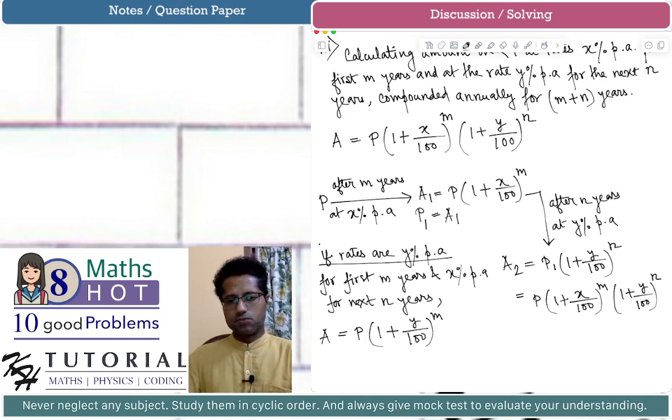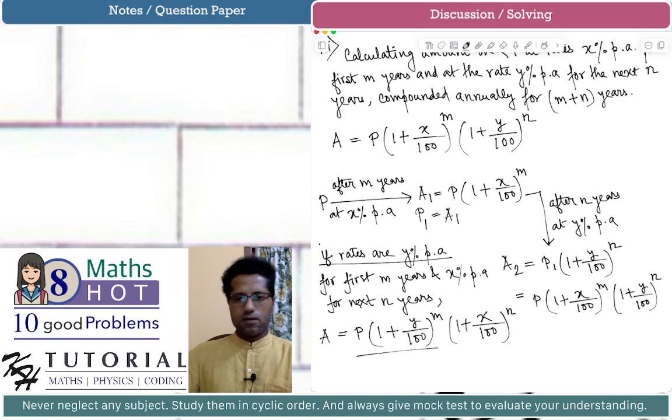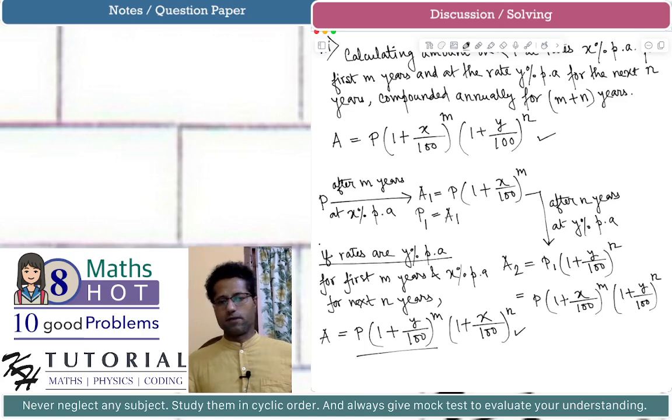And so the amount at the end of m plus n years will be, this is the principal, and we will multiply with the factor 1 plus x by 100 to the power n. Now this and this quite obviously are not the same.